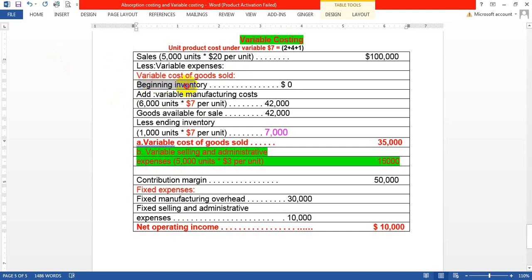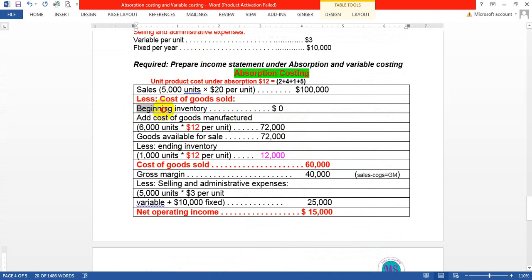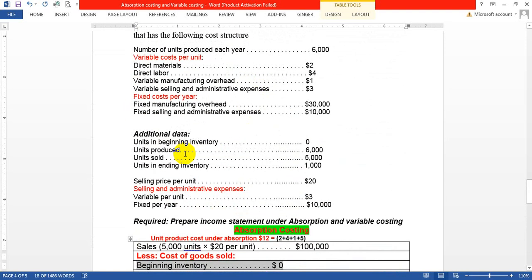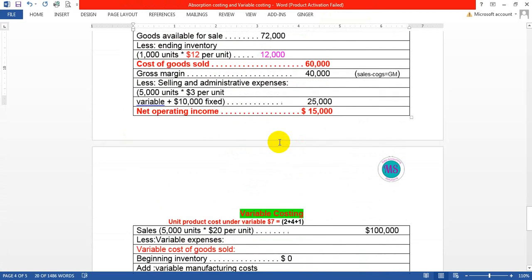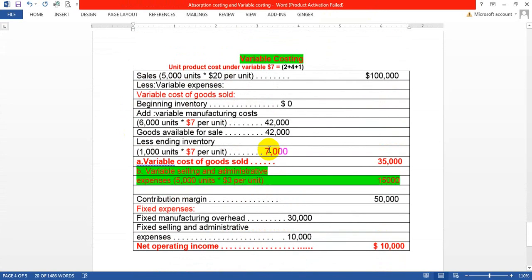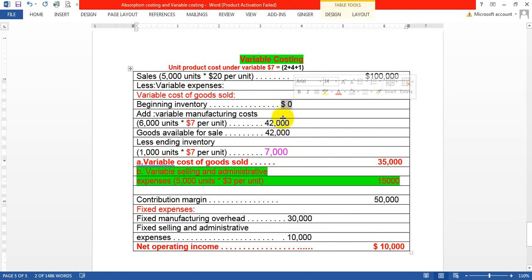Again, the beginning inventory here was 0. Or we can check the additional data: units in beginning inventory is 0. Anything multiplied by 0 is 0, right? So there is no beginning inventory, that is 0. Clear? Okay. Now the variable manufacturing cost.